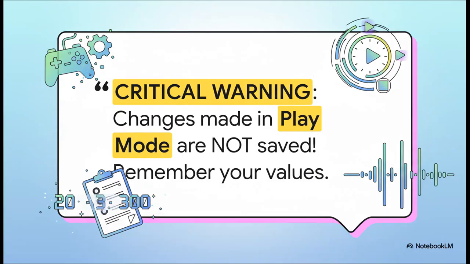Now, stop. Before you do anything else, listen to me very carefully. This is the single most common mistake that new Unity developers make, and it is absolutely heartbreaking when it happens to you. Any changes you make to values in the inspector while the game is in play mode are temporary. The second you press that play button again to stop the game, they are going to revert back to what they were before. So please write down or remember the values you liked. For me, that's move speed 20 and steer speed 300.